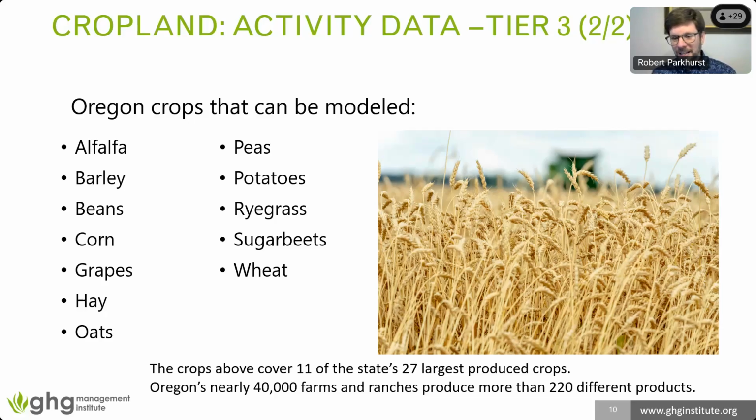I'll answer the pears in a second, Mike. The one on there that is not in the top 27 produced crops is ryegrass, according to the data. So with that, let's go on to the next slide.